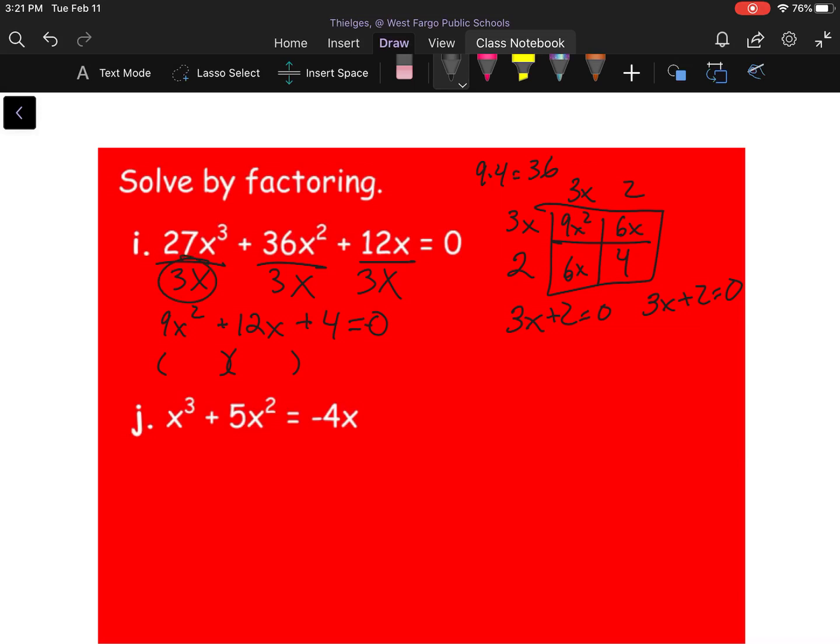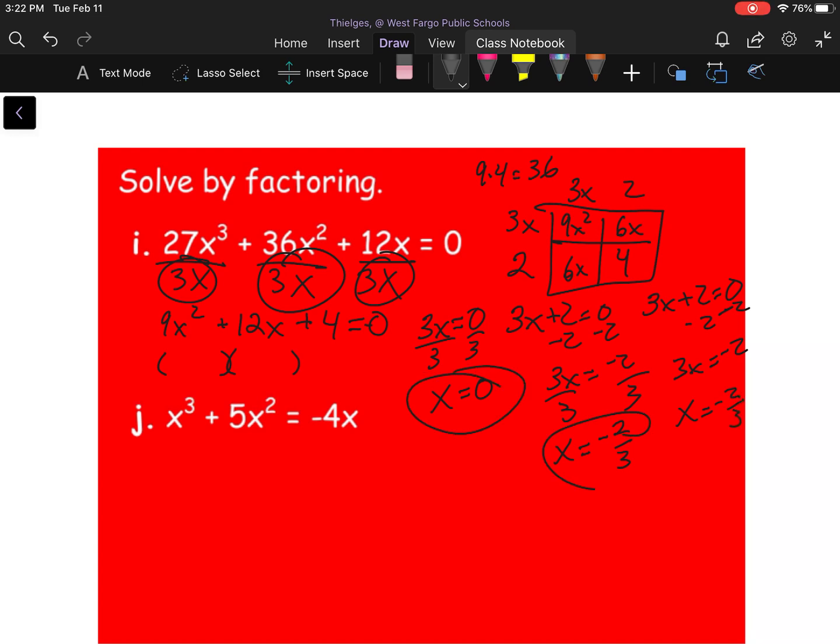Okay, and because we took out this 3x, we've got 3x equals 0. So one answer is 0. And the other answer would be negative 2/3. And that one will work out to be the same thing over here too. So there are your answers. So try the last one on your own. This should be enough to at least get you started. Okay.